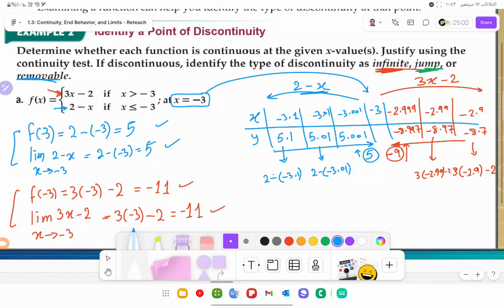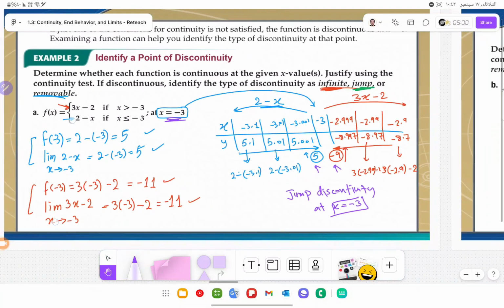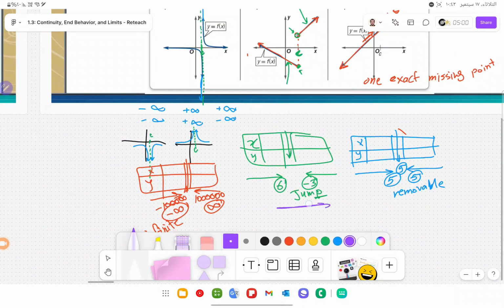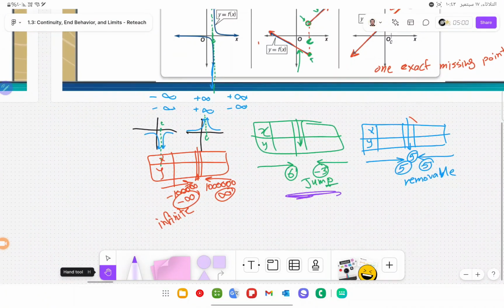Now, what do you think this type of discontinuity is, when the value from the left is not the same as from the right? If they are not the same, we call this a jump discontinuity. I'm sorry, my English spelling is bad. So it is a jump discontinuity at x equal negative 3. This is how we can solve the question. When you have two different values from the right and from the left, we call this jump discontinuity.